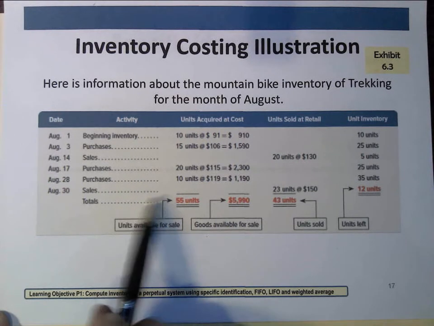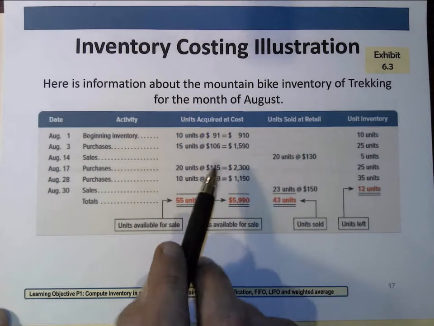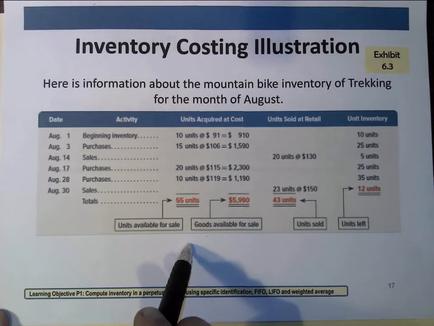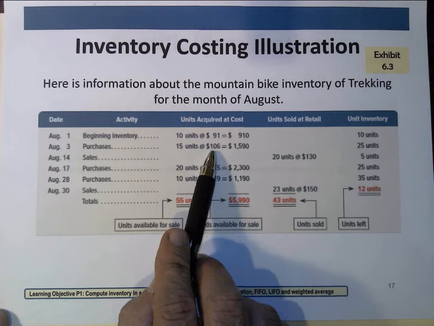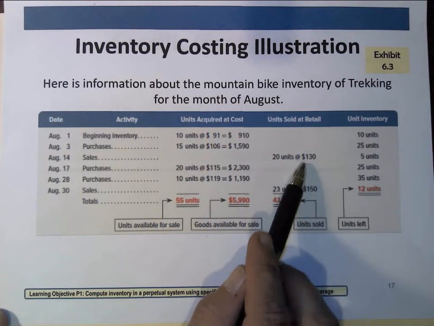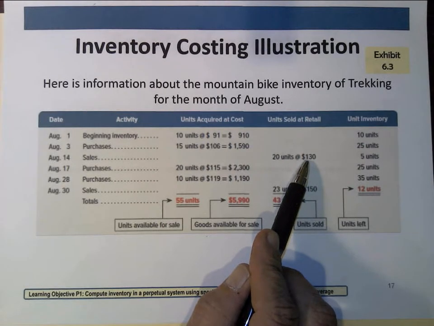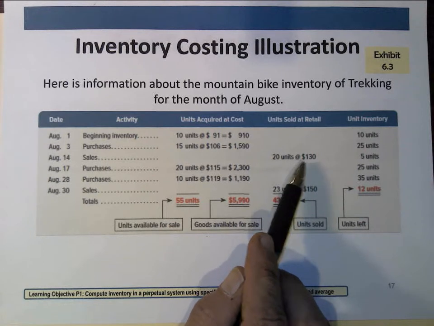So you can see all of this stuff, and you can print it, or you can load it up on your screen or whatever. We're going to use the same data for all 4 methods. We start with this beginning inventory of 10 at $91, and then we buy some and sell some. We don't care what we sell them for, because we're more interested in our cost of goods sold and our inventory. So the selling price is not terribly useful for what we're trying to do.